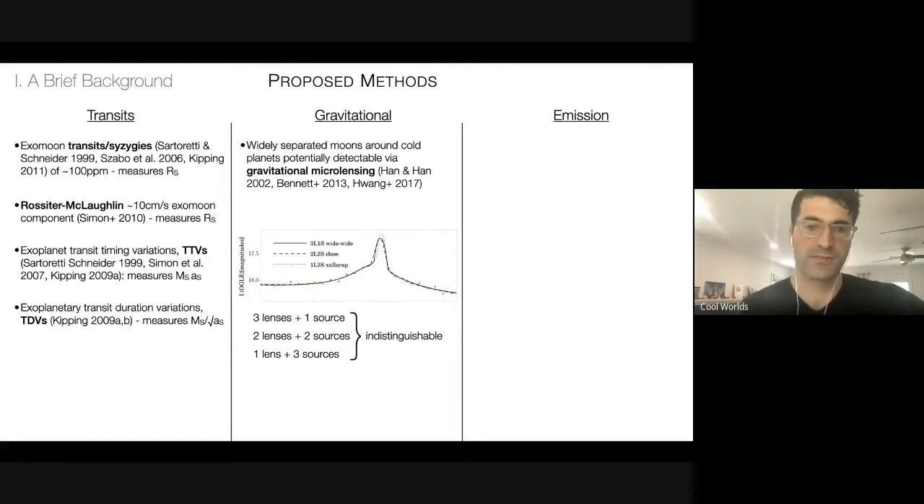They have three lenses and one source, two lenses and two sources, or one lens and three sources, and they all basically match the data perfectly. It's very, very difficult to distinguish them. And this is going to be the great challenge. So it might be more of a statistical detection, but I think exomoons from microlensing certainly have the sensitivity to do it.